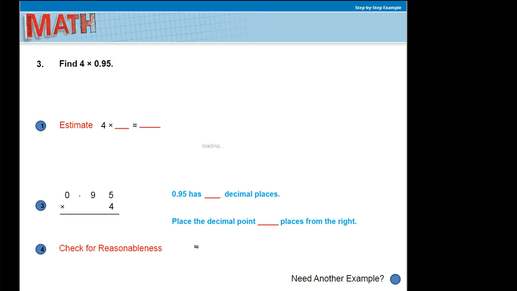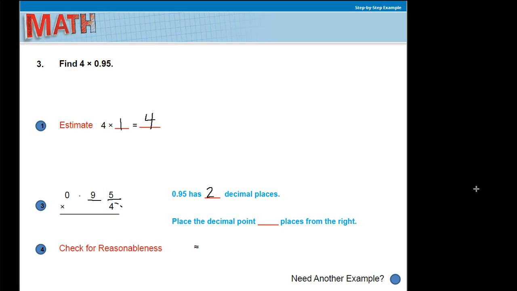All right, another example. So we have find 4 times 0.95. So again, we're going to leave 4 the same, and we're going to estimate 0.95 to 1. 4 times 1 is 4. Okay, you need to realize how many decimal places there are in 0.95, which is 2. Okay, if you look here, 1, 2. All right, and then you're going to multiply like normal.